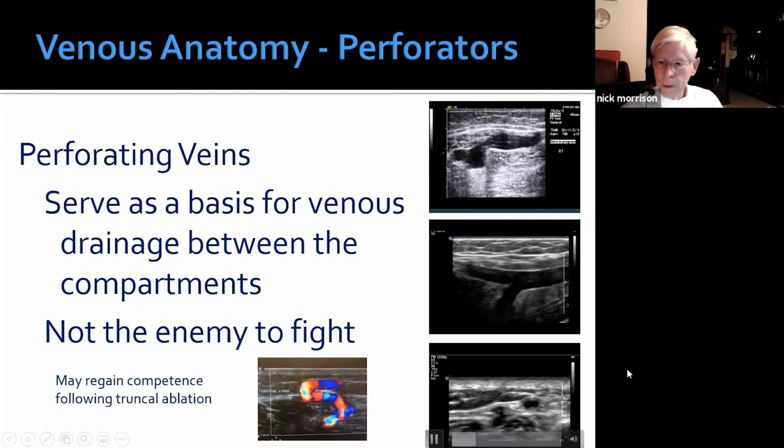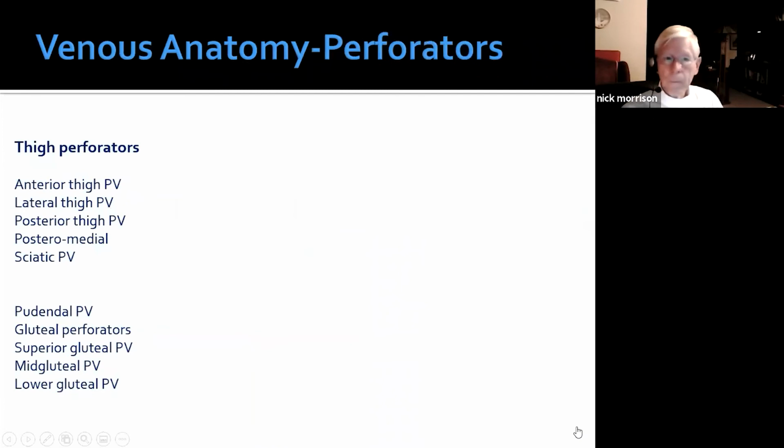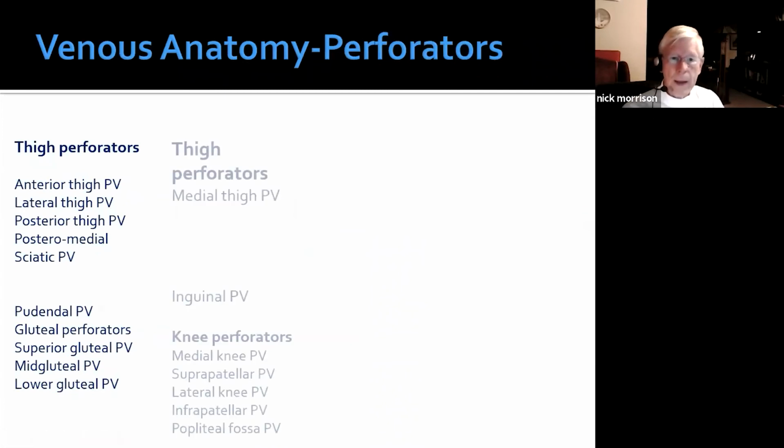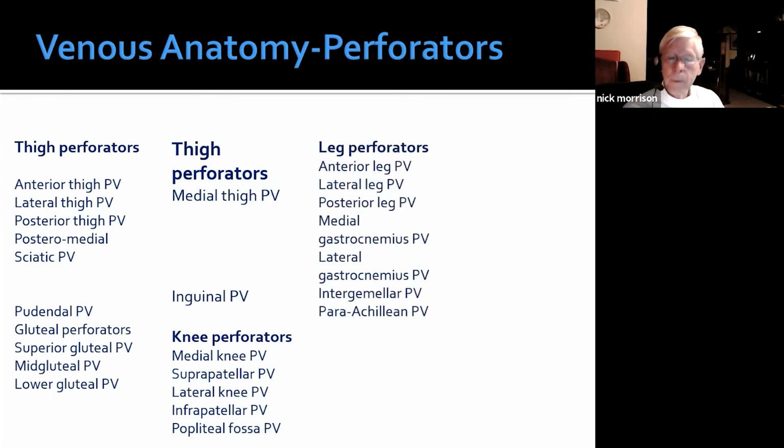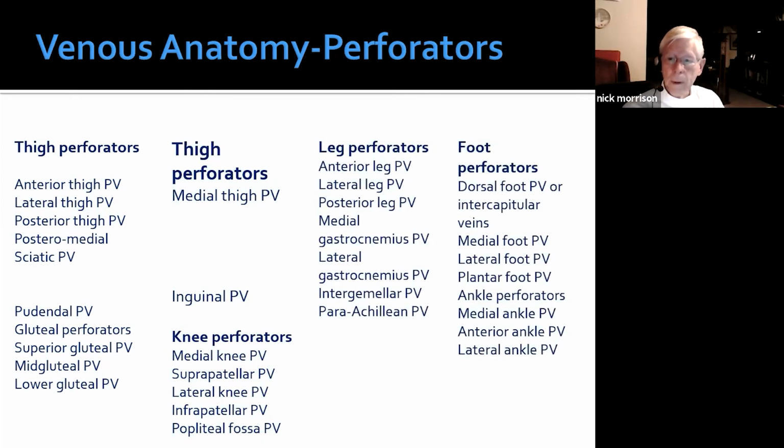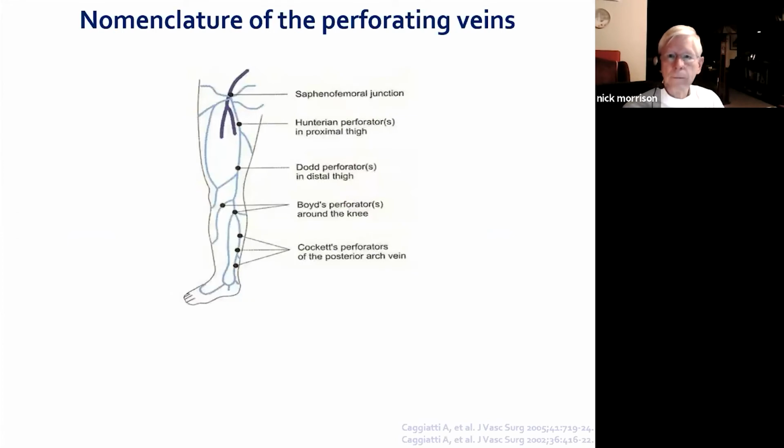A nice image of a perforator vein. These are all the thigh perforators, all the new names, and I won't go into those in detail. As I said, they used to be the Hunterian up in the thigh, the Dodds at the distal thigh, Boyds just below the knee, and Cocketts. I think I said those were the Dodds before, but they're not. Those used to be Boyds and Cocketts. Now all of that's changed. It's become much simpler.